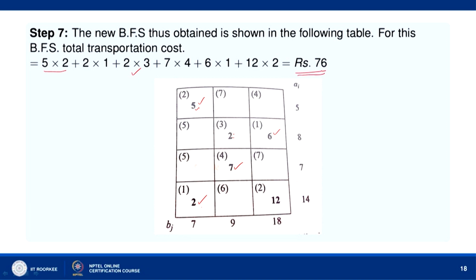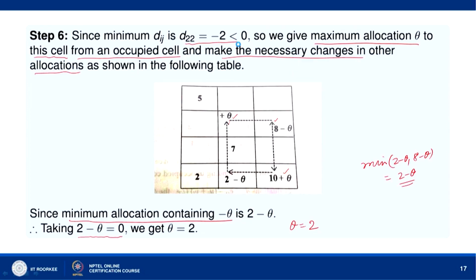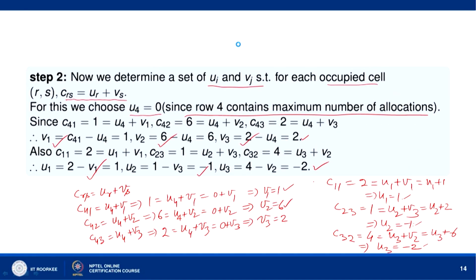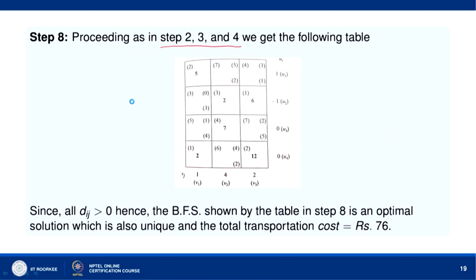Now we have to check whether this solution that we have got is optimal or not. So, let us proceed again as in steps 2, 3, 4. What is step 2? Now, we determine a set of ui and bj such that for each occupied cell rs, crs equals ur plus bs. So, let us do that. We come here to this table. Allocations we have to see.